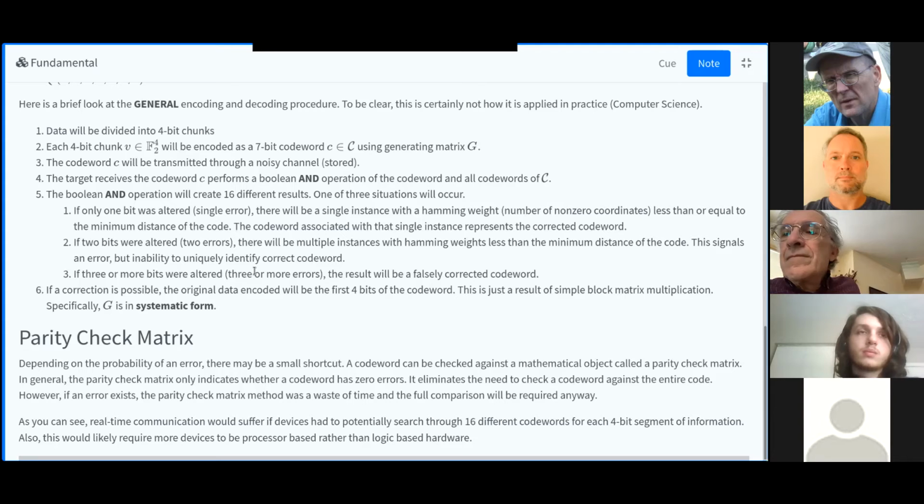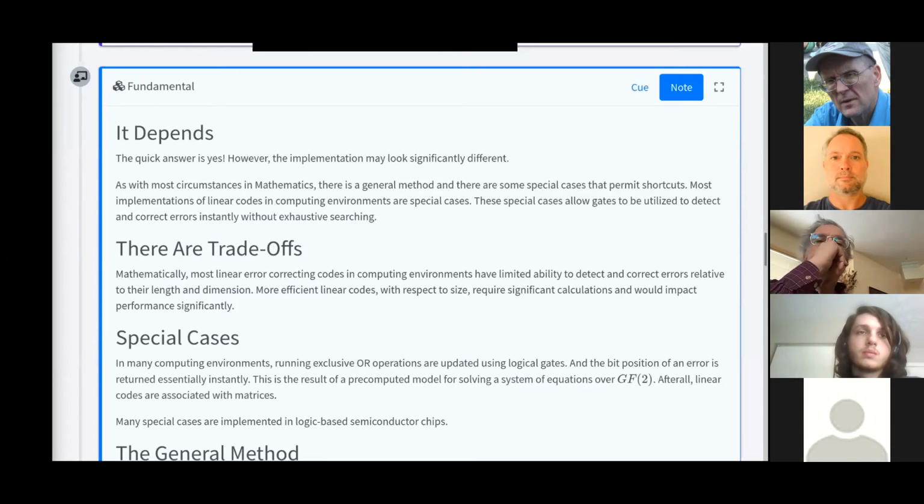So systematic form means that it's a generator matrix with the identity matrix on the left, augmented with some other matrix on the right. Now, there is a shortcut to this. This would not be something that we could do in real time with communications that need to happen fast. That's why we use the special case error correcting codes, like Reed-Solomon and things of this nature. There is a shortcut. There's something called a parity check matrix. The parity check matrix essentially is the generator for the orthogonal complement to the code. And it will basically just tell you if there's any errors or not. If there is an error, then you still have to go through the process of checking. All right, so those are just the general basics of that.